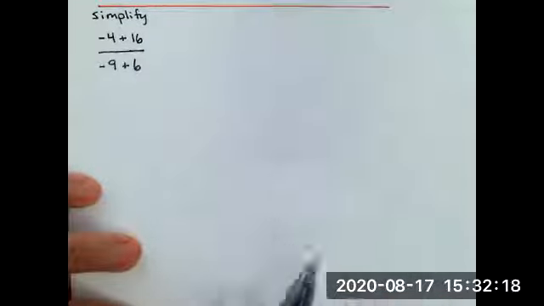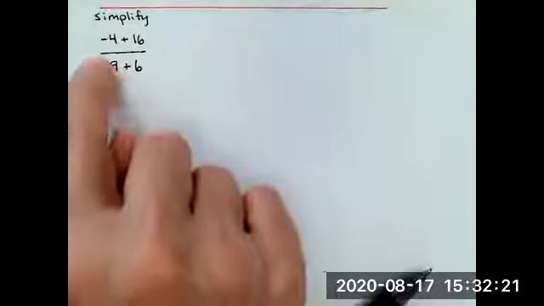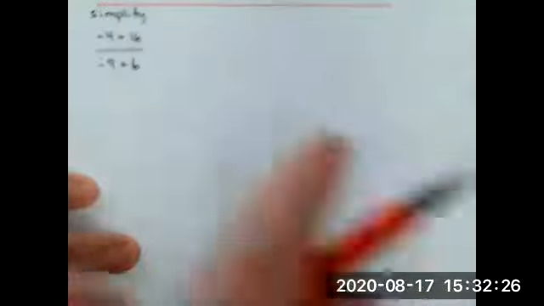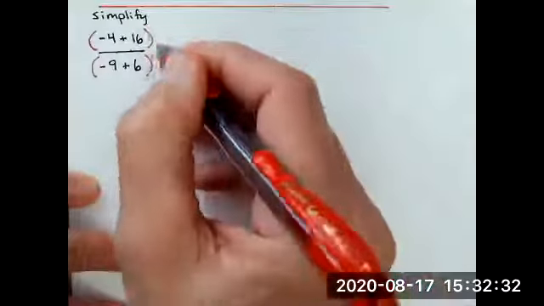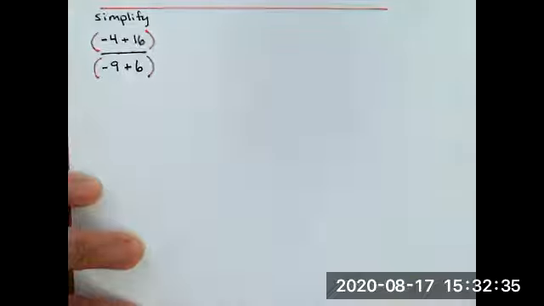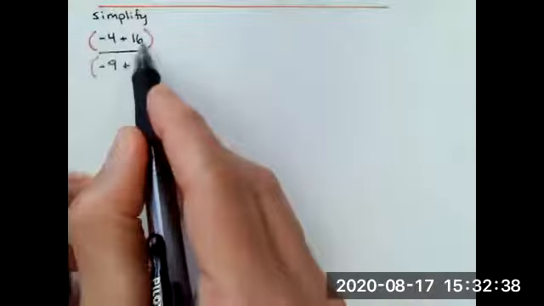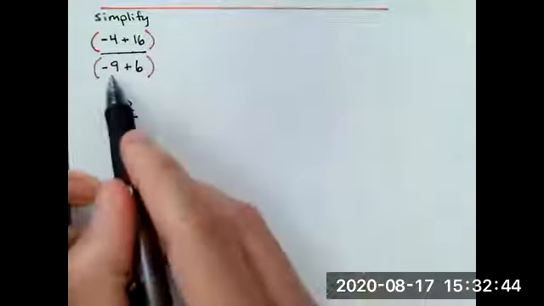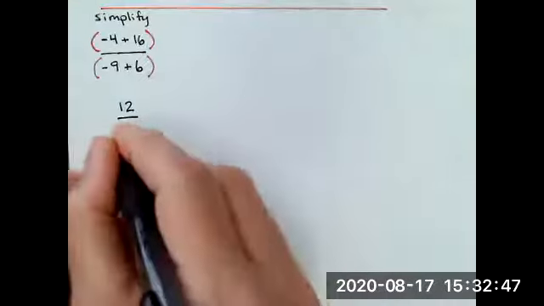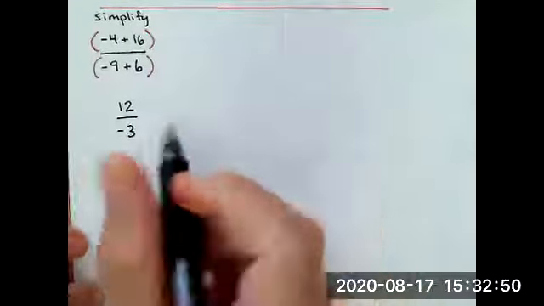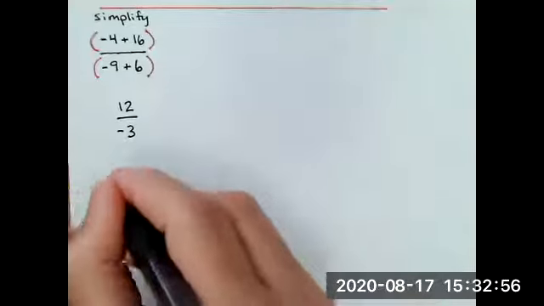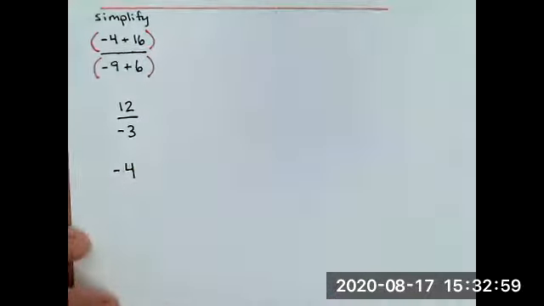All right, let's try another. So we have negative 4 plus 16, all divided by negative 9 plus 6. We have to simplify the numerator, simplify the denominator, and then divide. So negative 4 and positive 16 make positive 12. Negative 9 and positive 6 make negative 3. 12 divided by 3 is 4. And a positive divided by a negative makes our answer negative.